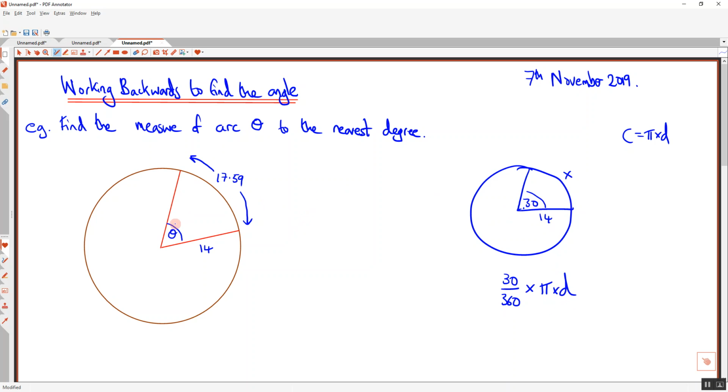So we can set this up exactly the same way. What's the angle? We don't know, but what are we calling it? Theta. So it's theta over 360. And because we're dealing with arc length, and that is part of the circumference, it's going to be multiplied by the circumference. What is the circumference? Pi d. And what is d? 28. Pi times 28. Right, so I can put that in. Now, what is all that equal to?